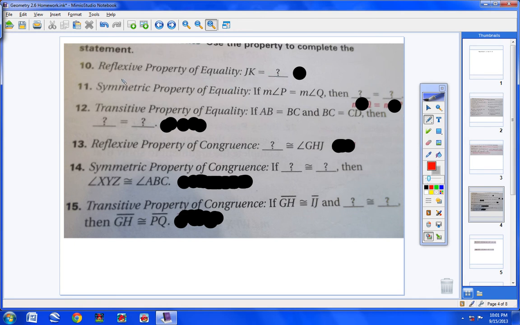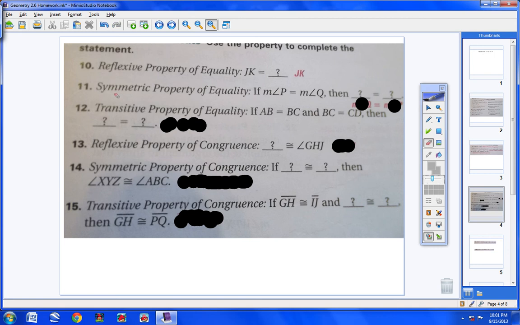For example, the reflexive property of equality. Well, if you look in your chart or your notes that I've given you, reflexive property is when you have AB equals AB, or angle A equals angle A. So we have JK equals JK. And actually, instead of writing, I'm going to go ahead and erase the answers. So JK equals JK.